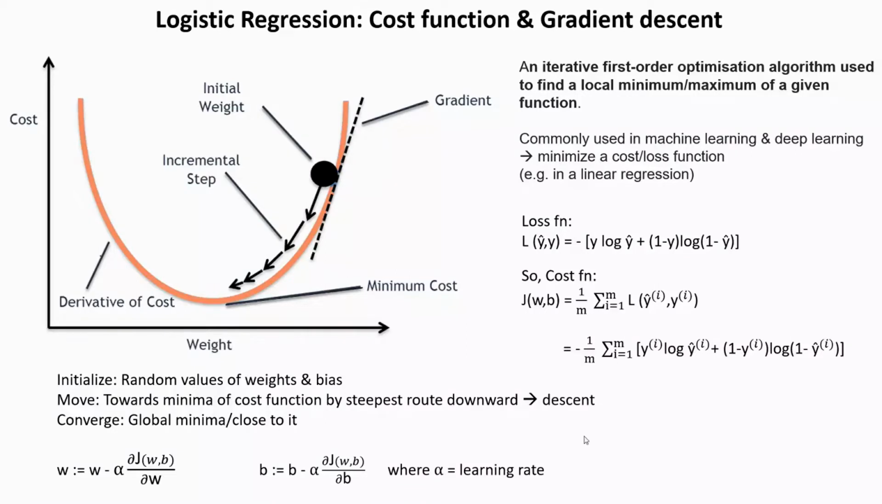We take the derivative of the cost function and we try to deduct it from the coefficient in each of the iteration. And thereby we try to get the lowest function, which is very optimized. So that is what gradient descent is.